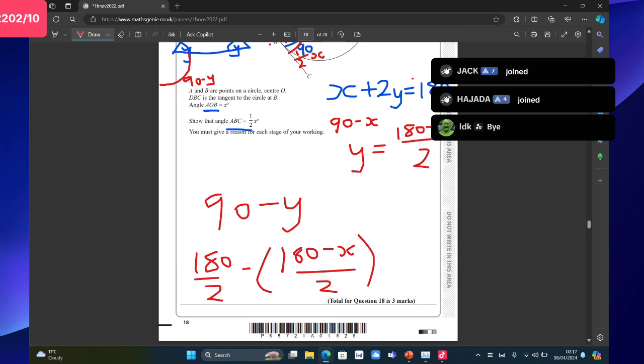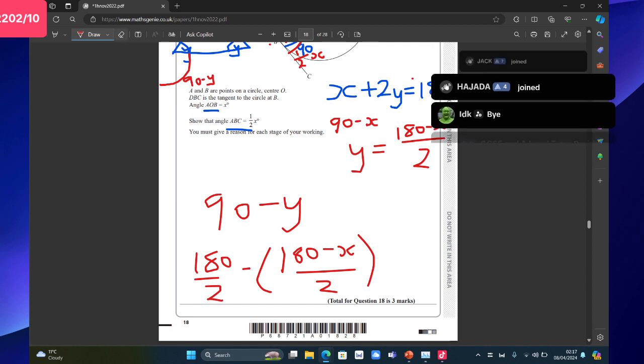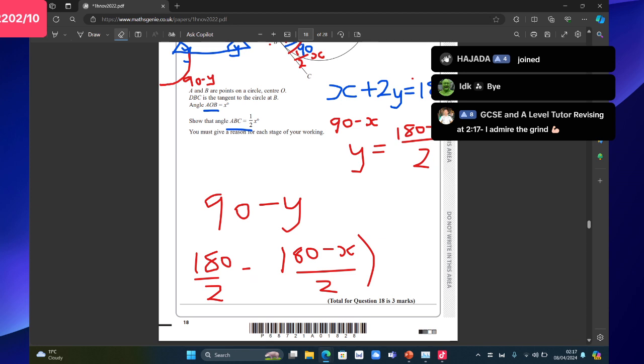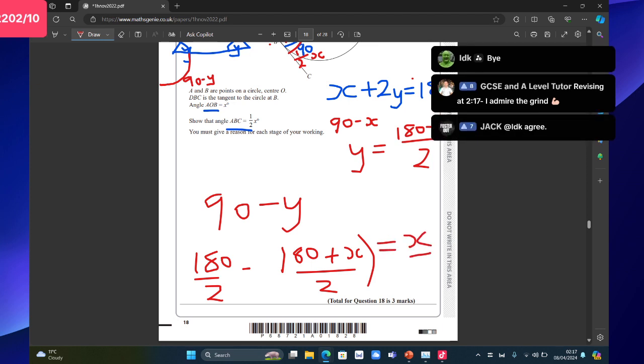So moving the bracket out, being careful with my negatives here, that's going to be 180 minus 180 halves, plus x over 2, because I've subtracted it. So what I'm going to be left with is x over 2, which is angle ABC.